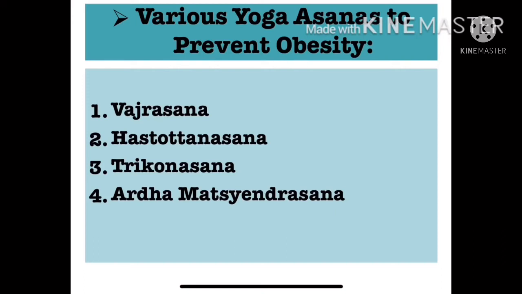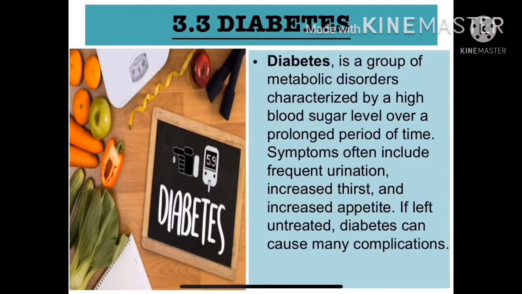The asanas are Vajrasana, Hastotansana, Trikonasana, Ardha Matsyendrasana. So the next common health problem is diabetes. Diabetes is a group of metabolic disorders characterized by a high blood sugar level over a prolonged period of time. Symptoms often include frequent urination, increased thirst, and increased appetite.